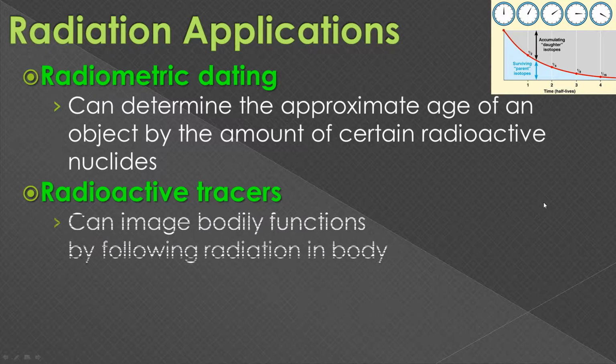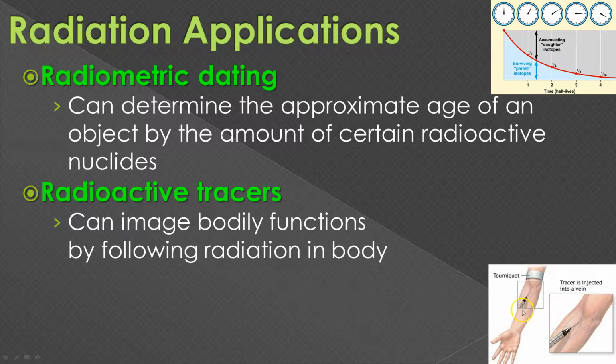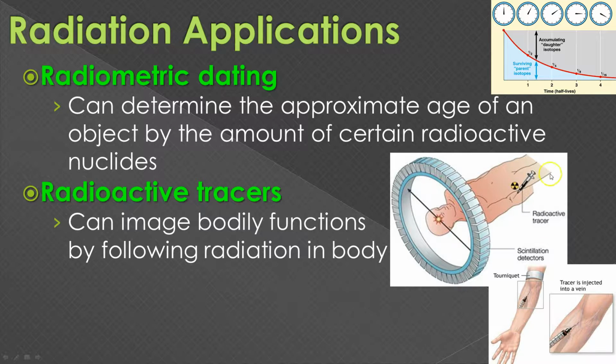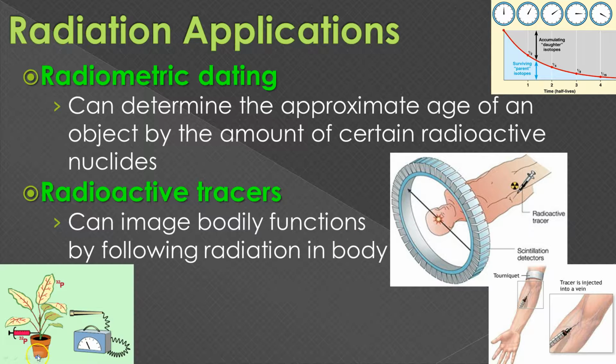We can also use radioactive tracers. This is a way that you can image body functions by following radiation in the body. So of course you might inject it in your arm, in a vein, something like that. I myself have had this done with radioactive water. And then you're measuring where in the brain you're actually going to see this scintillation, where it's going to be breaking down. So you inject it in there and trace it throughout the rest of the body.